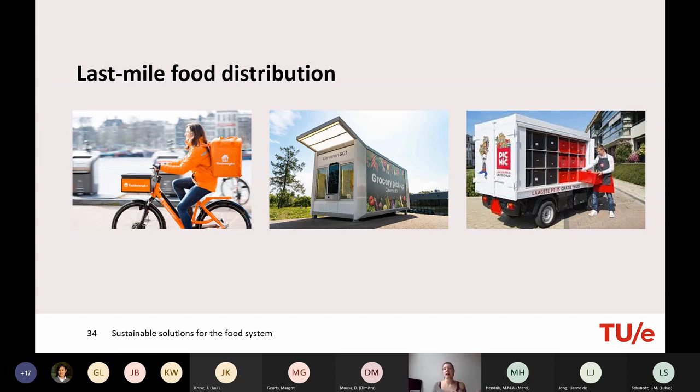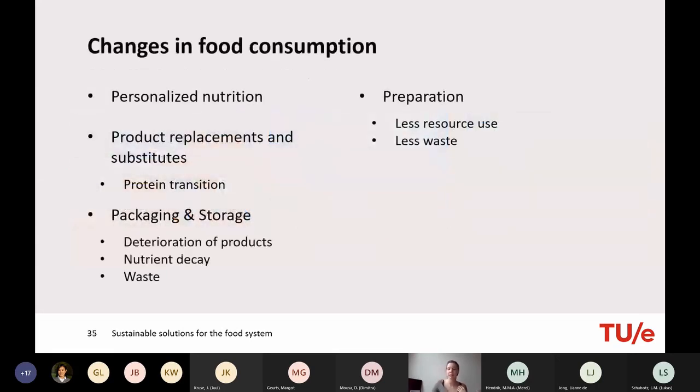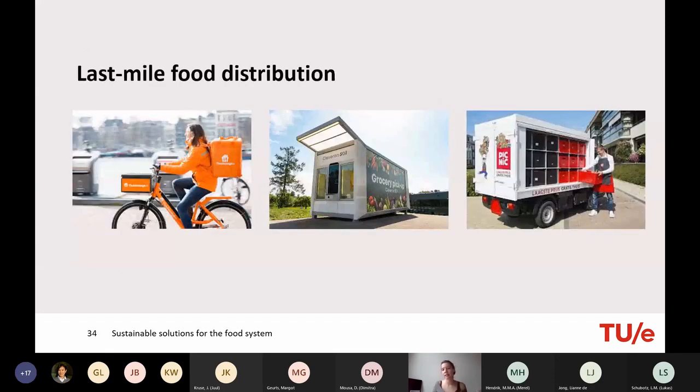And there are all these different types of boxes that we can now receive in a last mile setting, like for example Picnic, where you just order your groceries online and then you receive them in a very short amount of time.